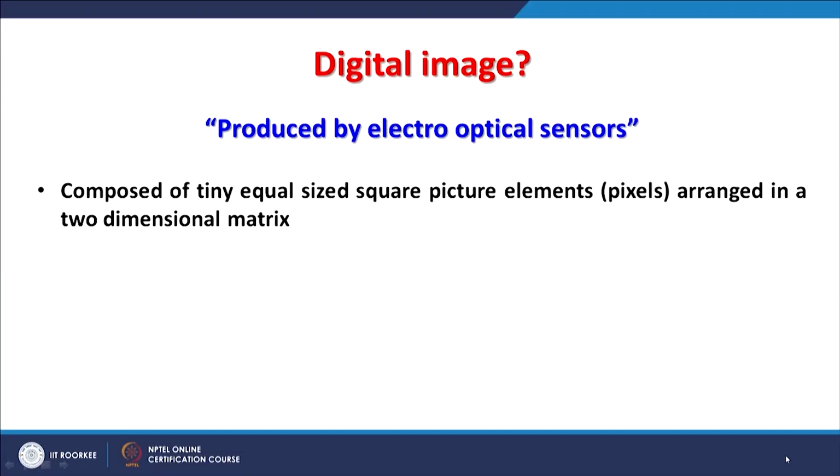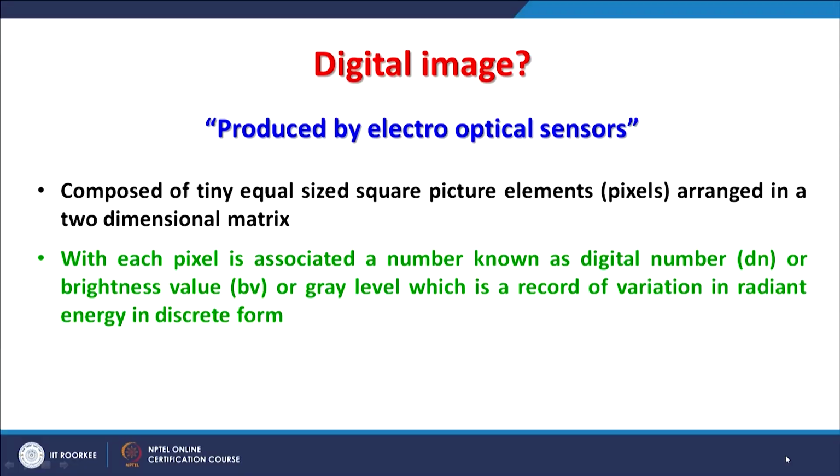Now, if we go into more detail, a digital image produced by electro-optical sensors is composed of tiny equal sized square picture elements, which we also call pixels, which are arranged in a two-dimensional matrix.